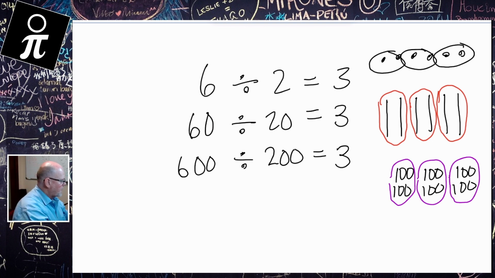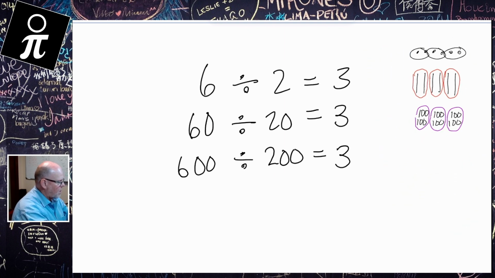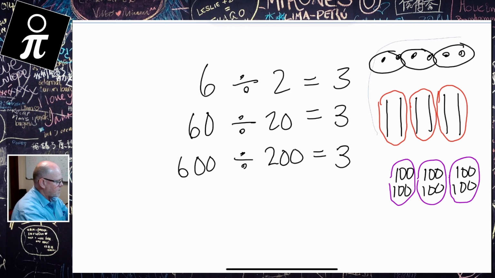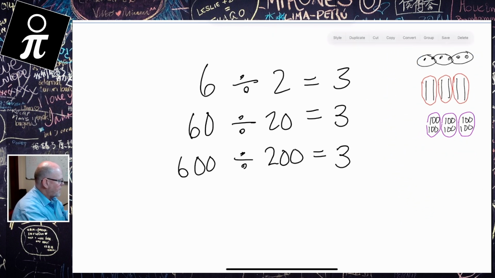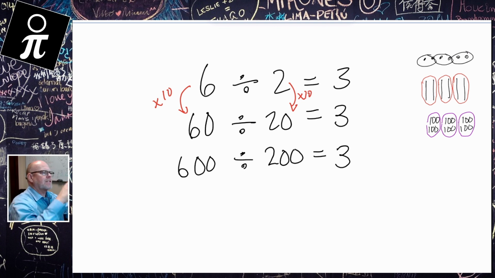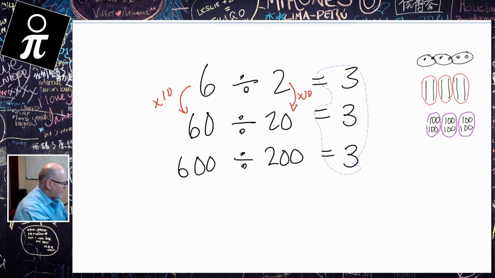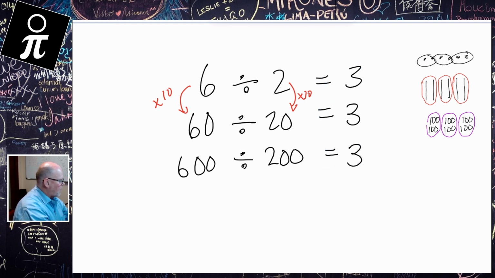All right, so now, once we've got that, and we're recognizing that it sure seems like the answer is always 3, we want students to start to recognize that when we went from 6 to 60, we multiplied by 10, which means we also went from 2 to 20 and multiplied by 10. That's the relationship. And then we want students to notice that to go from 6 to 600, we multiply by 100, and that to go from 2 to 200, we multiplied by 100.